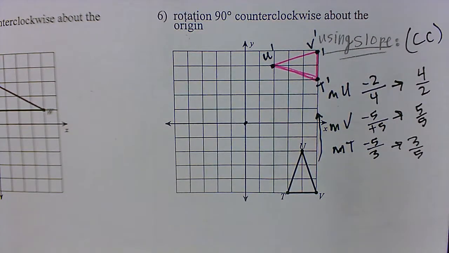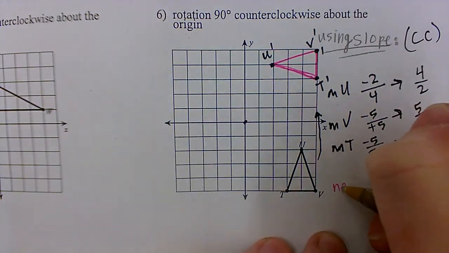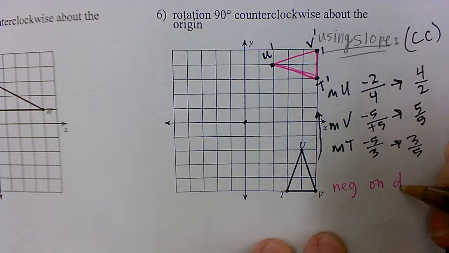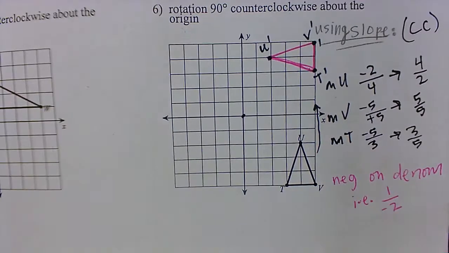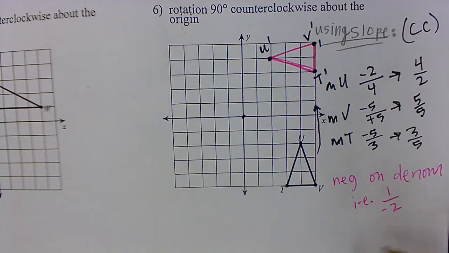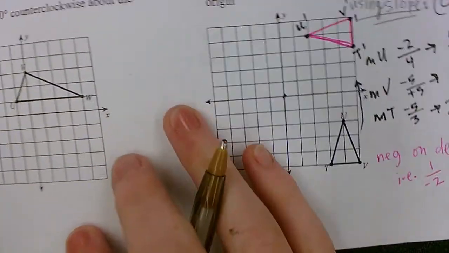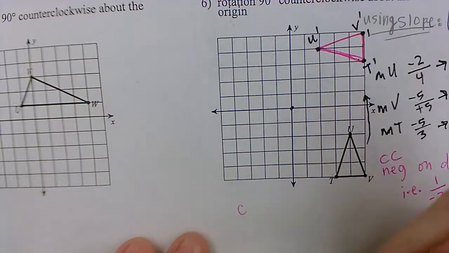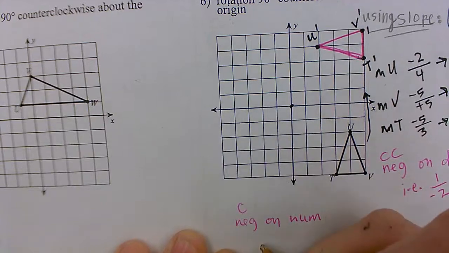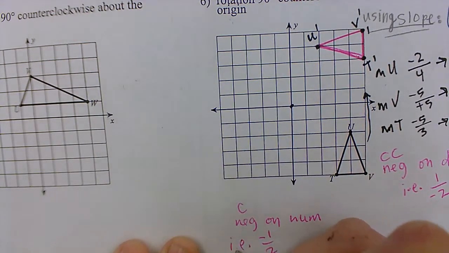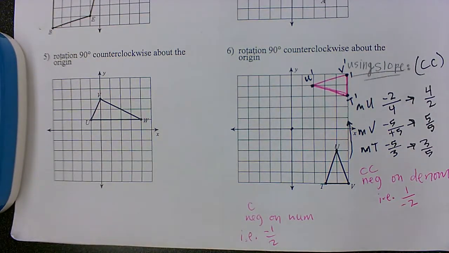Okay, but just know when we're dealing with counterclockwise, the negative would go on the denominator. So for example, like 1 over negative 2. When we're moving counterclockwise, in some cases you'll have a negative on the bottom. When we are dealing with clockwise, we have the negative on the numerator. So for example, 1 over 2. Okay, and those are all the methods, so all 5 methods.